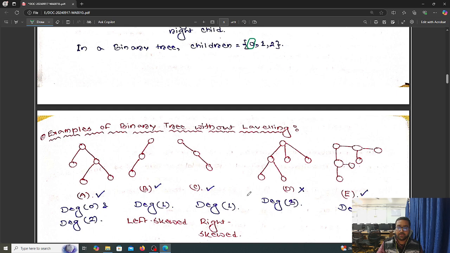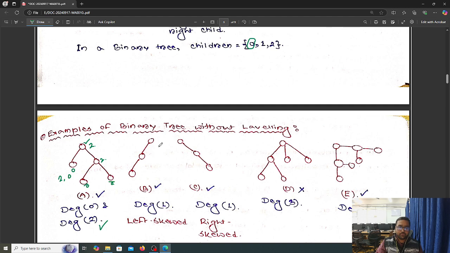Now let us go through some examples and check whether they are binary trees or not. Let us check the first example. The root is having two children, so its degree is 2. Now its left child is not having any children, so the degree should be treated as 0. Now the right child is also having two children, so its degree is 2. In a similar way, the left child is not having any child, and the right child is not having any child, so they are also having degree 0. So this tree is having only degree 2 and degree 0, so it can be treated as a binary tree, right? So it can be treated as a binary tree.